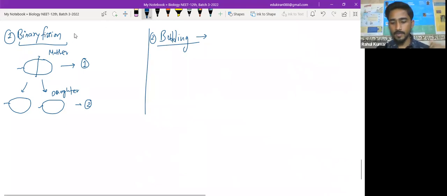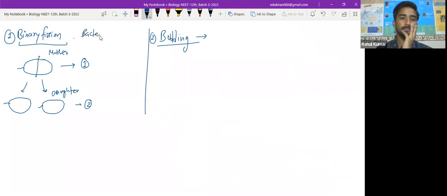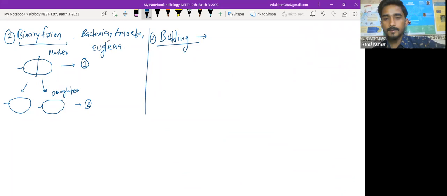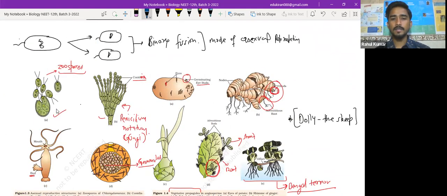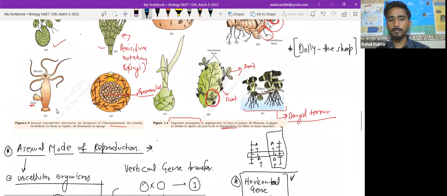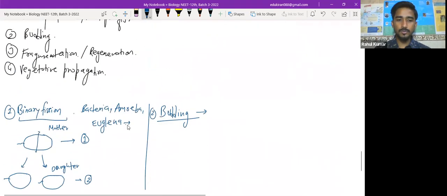So for binary fission, write down examples: bacteria, amoeba, Euglena. They all reproduce through binary fission. Euglena can also undergo multiple fission, just like above. See here, can you see this? This is Chlamydomonas, but they have not shown a figure for Euglena, but Euglena has the capacity to go through multiple fission as well. You can also write here with Euglena, Chlamydomonas.